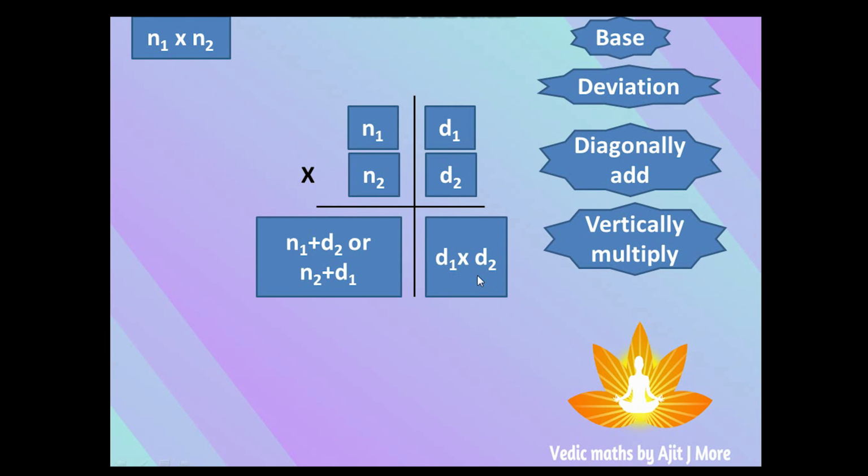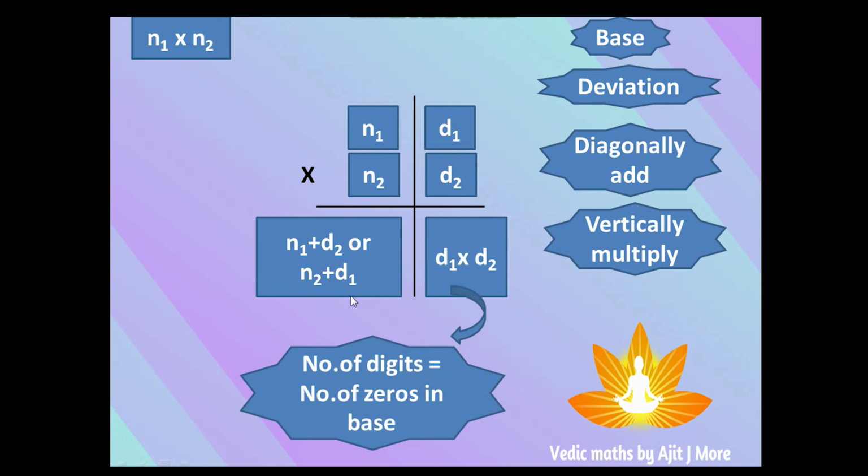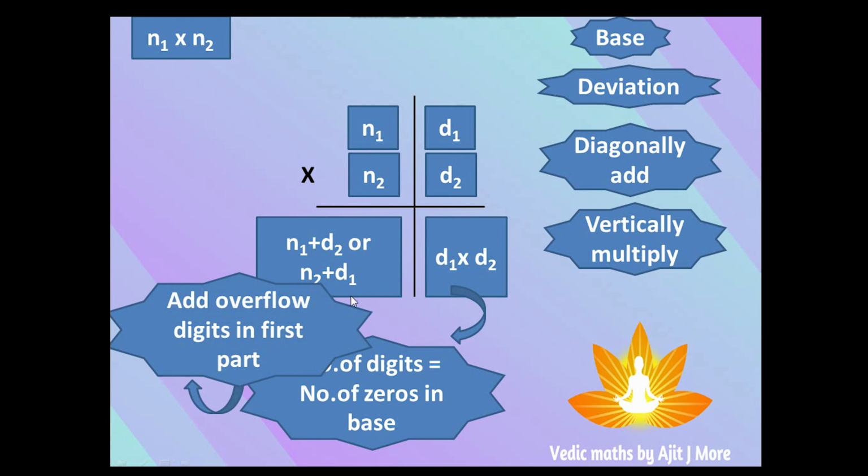Now, if there are fewer digits, prepend it with 0. But if they overflow, then what to do? Those overflow digits are to be added in the first part. The criteria is that the number of digits should be equal to the number of zeros in the base. If lesser, prepend it with 0. What is prepend? Put it before. And if more, whatever overflow digits are there, add them in the first part. So add overflow digits in the first part. That's all. That simple it is.